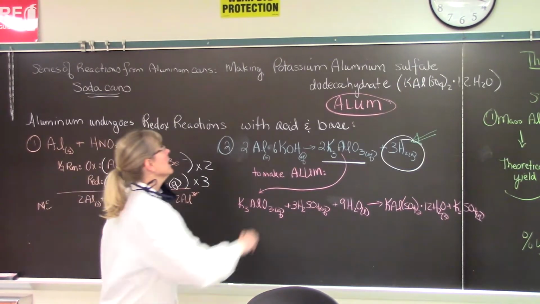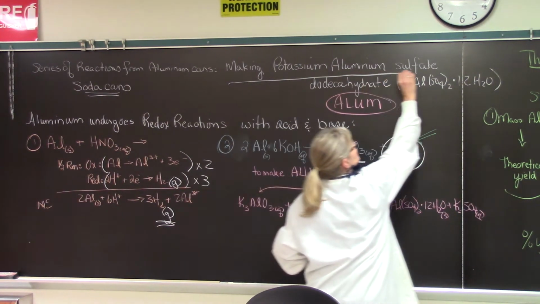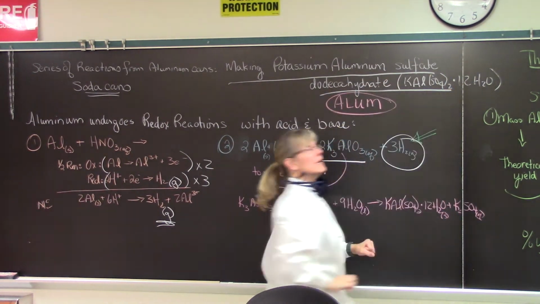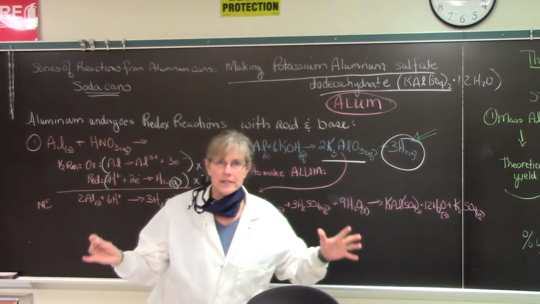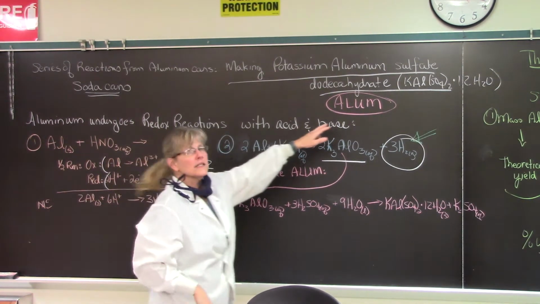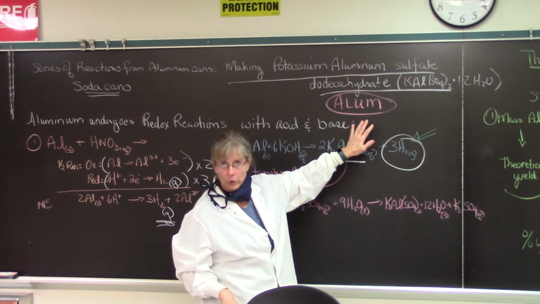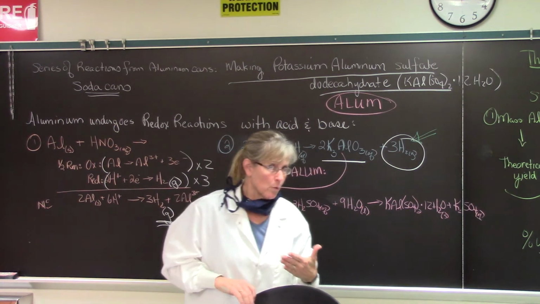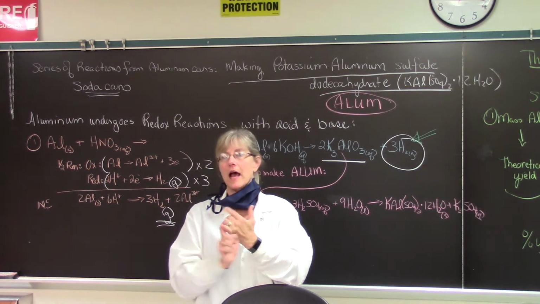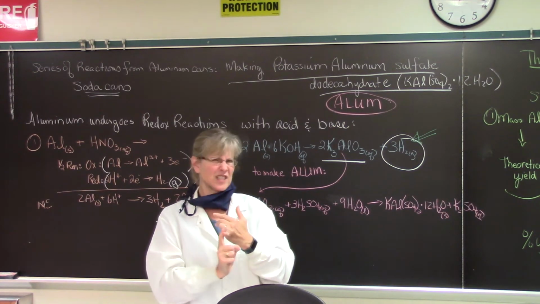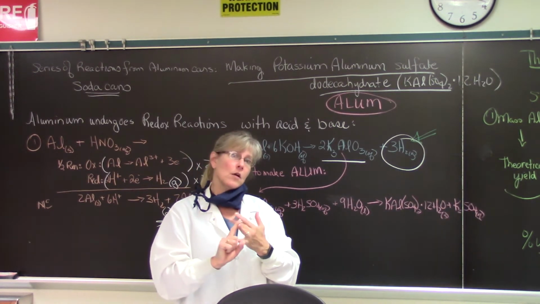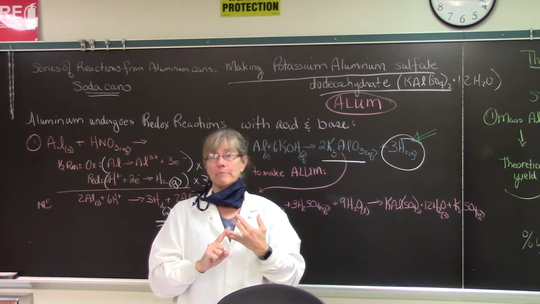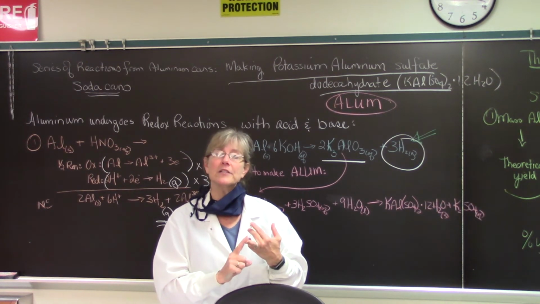All right, now, one of the things we're going to be doing today is we're going to be making potassium aluminum sulfate dodecahydrate. Isn't that fun to say? Let's all say that together. Never mind. It's called alum. It's called alum because long before they knew what it was, they found that alum was helpful slightly medicinally. It also preserved pickles, kept them nice and crunchy.